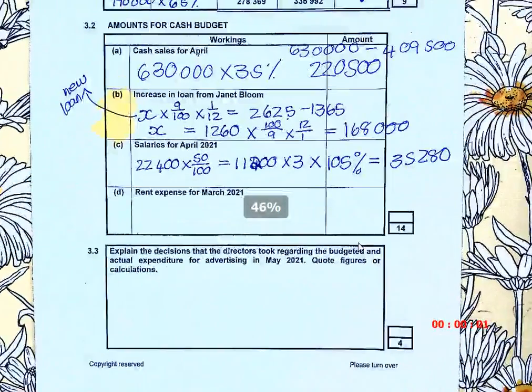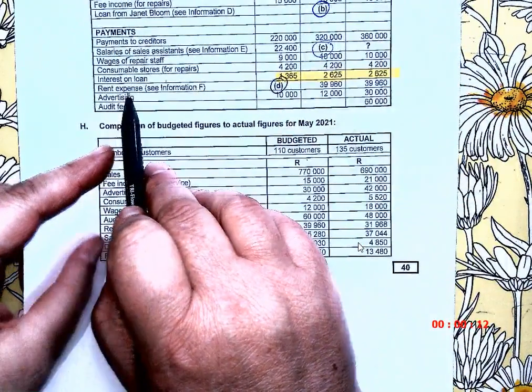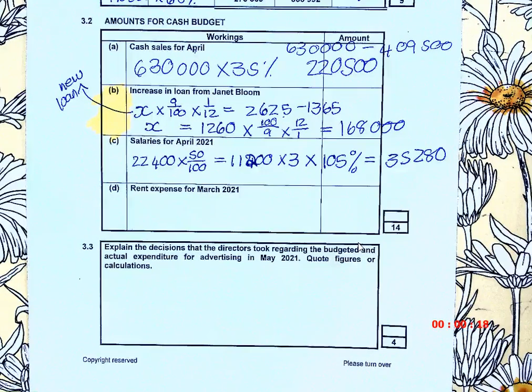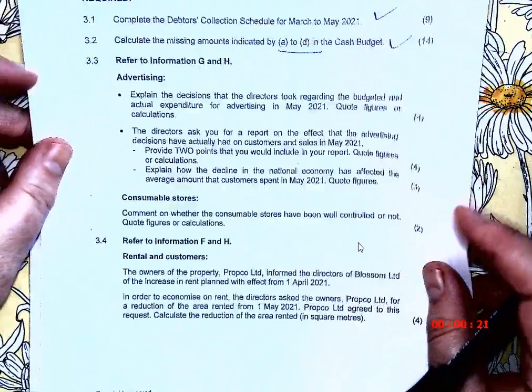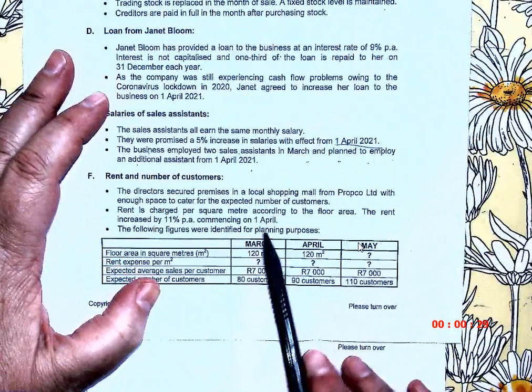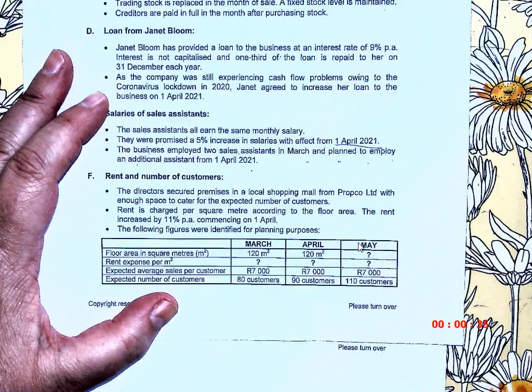Until 3.3. So let's go on. If I look at 3.3, it's number D, where we have to calculate the rent expense for March. The information they give me is about rent. The director secured premises in a local shopping mall with enough space to cater for the expected number of customers. Rent is charged per square meter according to the floor area.